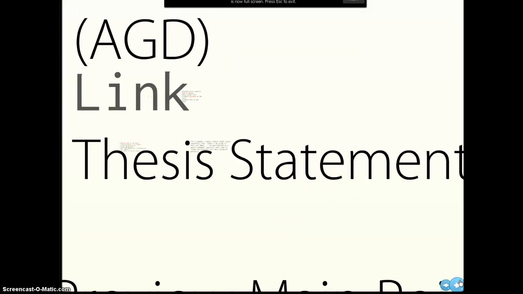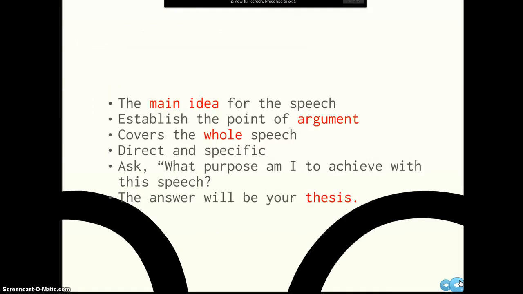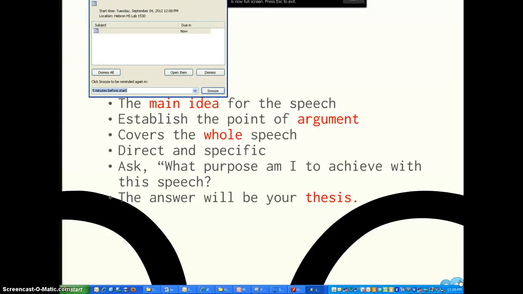Next thing is the thesis statement. For many students who are writers, the thesis statement is the hardest part for them to write. In this class, though, it's fairly simplistic. Simply, your thesis is the main idea for your speech. This is where you establish your point of argument if you're trying to persuade us to do something, or persuade why something's better, one alternative is better than the other. It should cover the whole speech. The question you should ask yourself is, what purpose am I trying to achieve with this speech? The answer should be your thesis. So for example, this first speech, the how-to speech, their goal is to simply teach us how to do something. So you want to reword it more carefully than that, but that's the goal ultimately for it.